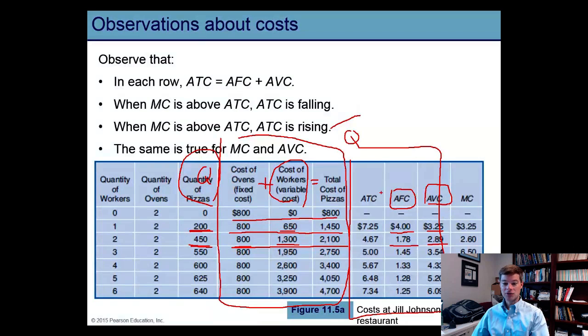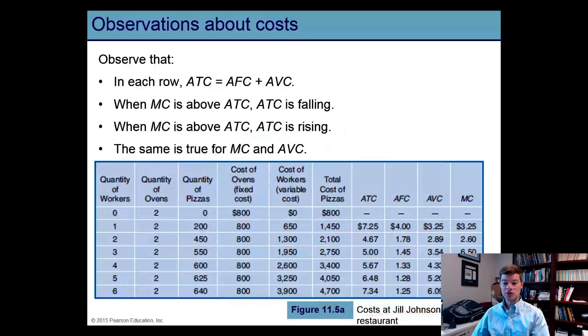Now, to get average total cost, there's really 2 ways you could do this. One way would be to say average fixed cost plus average variable costs equal average total cost. That's this formula right here, and we discussed it on the prior slide. Another way you could get average total cost would be to take total cost and divide by the quantity of output. For example, 1,450 divided by 200 pizzas is an average total cost of $7.25.